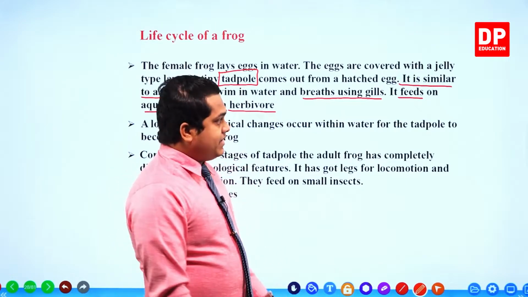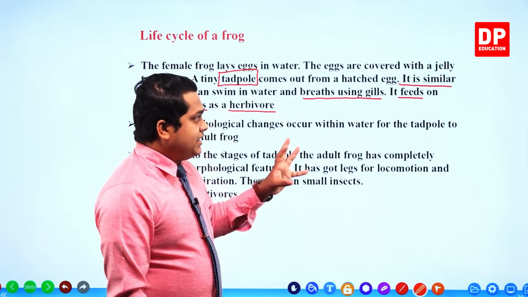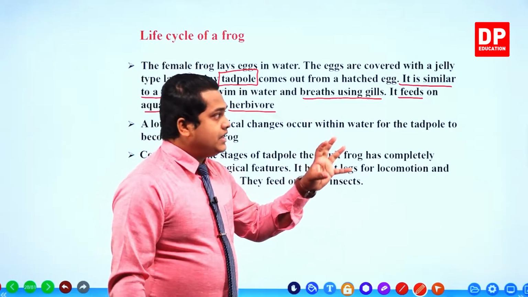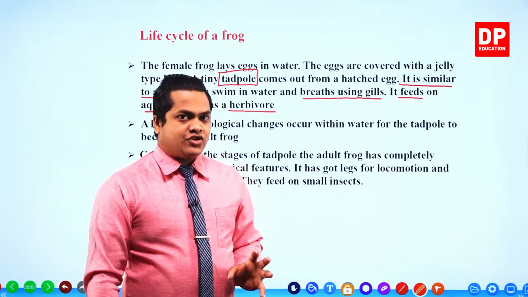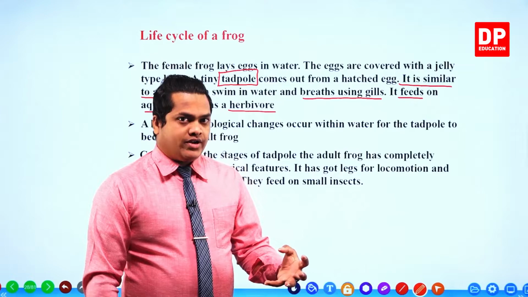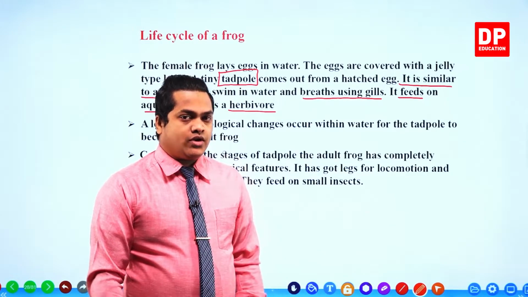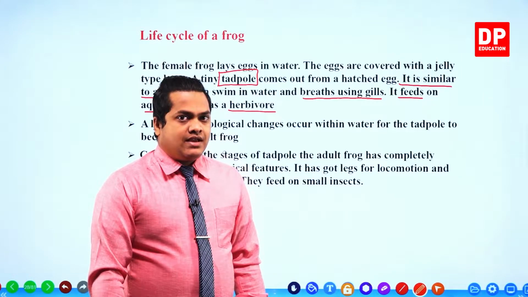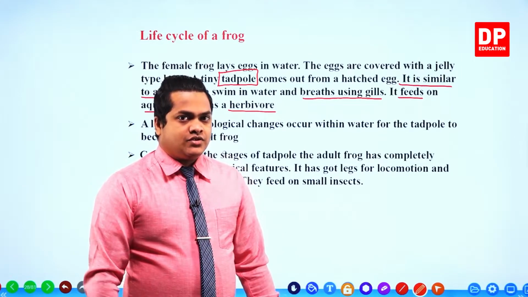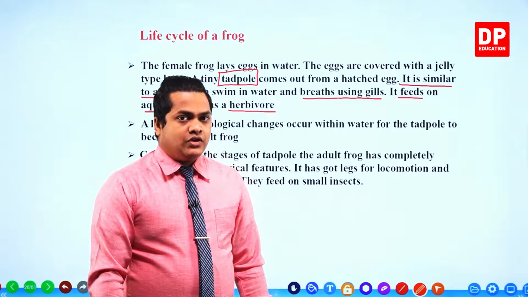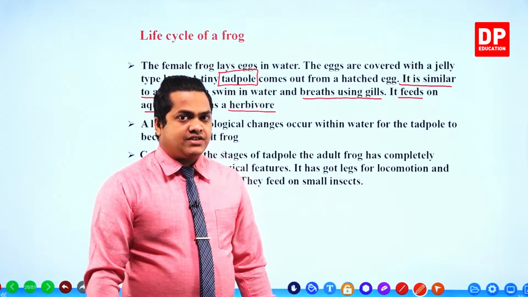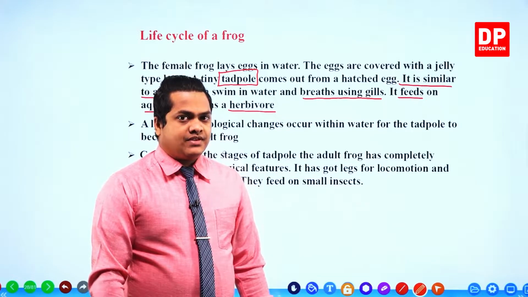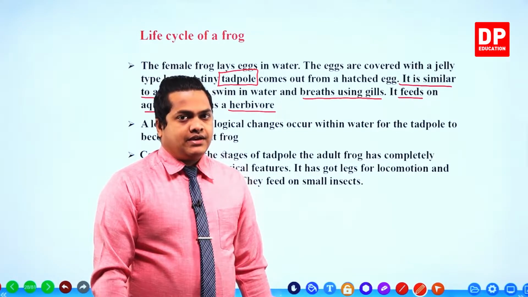Okay, then my dear children, the tadpole is similar to a fish. It can swim in water. It has the ability to swim in water. It has a tail and fin-like structures that allow it to easily move within water. They have fin-like structures and a tail. Actually the tail is the main part that helps in locomotion.